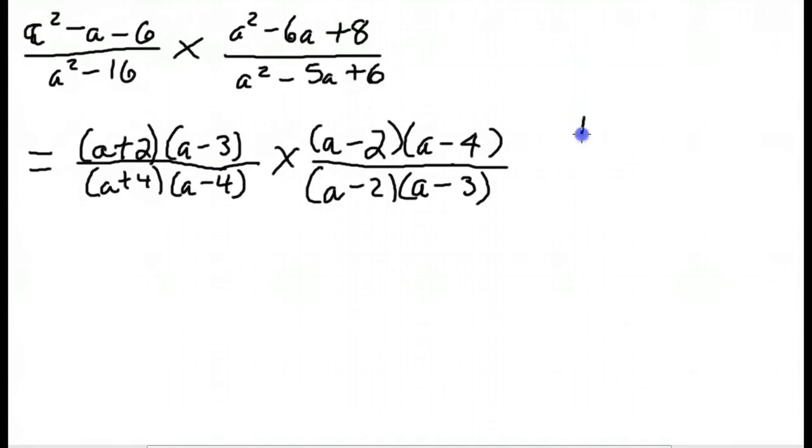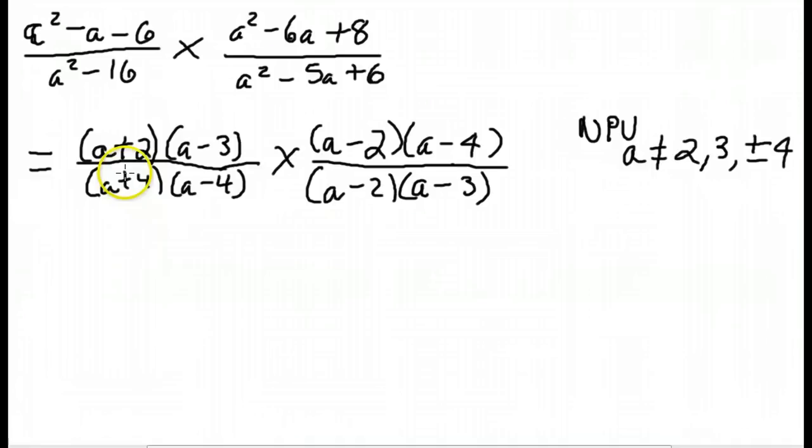At this point, let's pick up the non-permissible values. So what can't a be? It can't be negative 4. It can't be positive 4. It can't be positive 2. It can't be positive 3. So it can't be 2, 3, or plus or minus 4. Okay, so we have 4 non-permissible values. That's any value of a, which in the denominator would make the expression equal to 0, and mean divide by 0, and we're not allowed to do that.